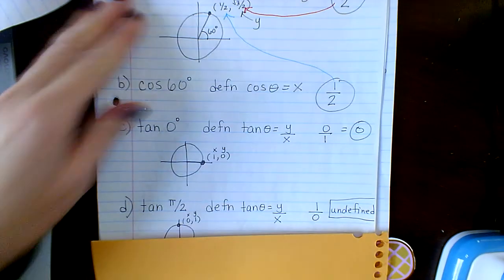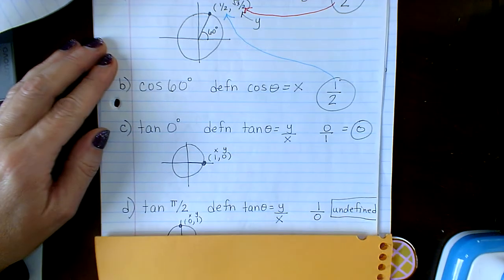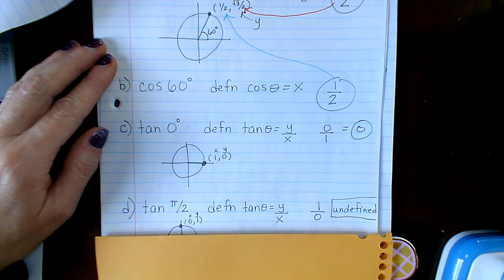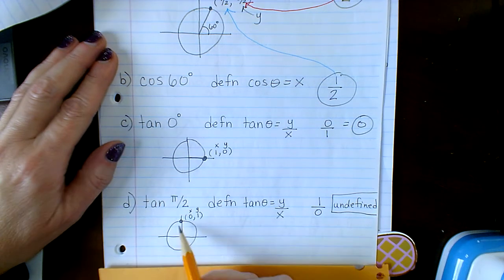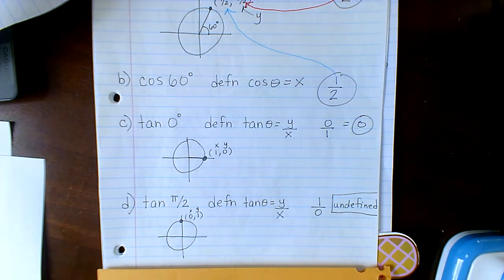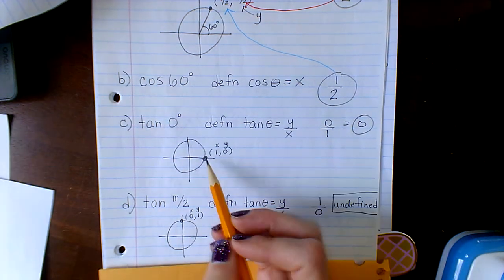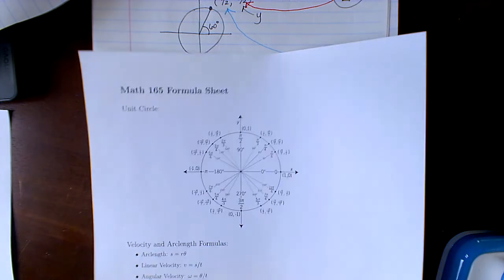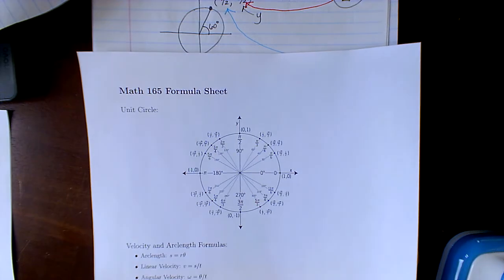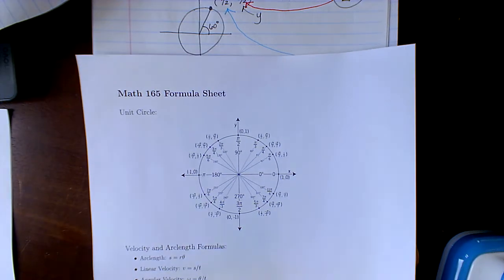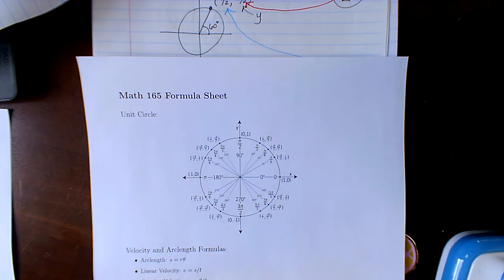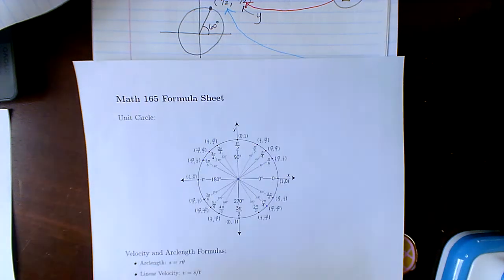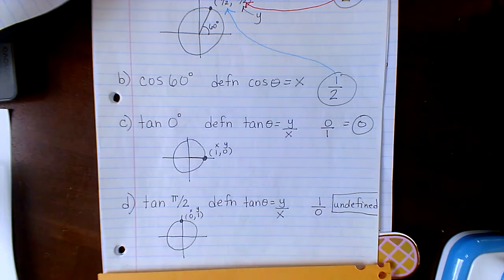How about tangent pi over 2? Well, again, the definition is y over x. Pi over 2, you'll recall, is 90 degrees. Now, where am I getting these points from? I'm getting them all from this unit circle. You can use the unit circle that's in the book, or a different formula sheet from somewhere else, or my formula sheet. All the unit circles are going to be the same.